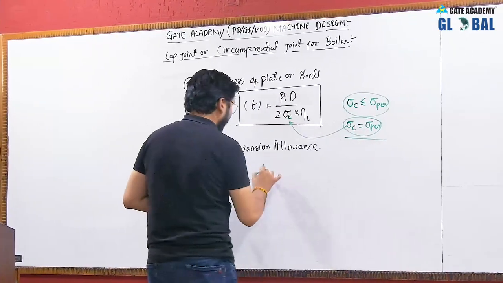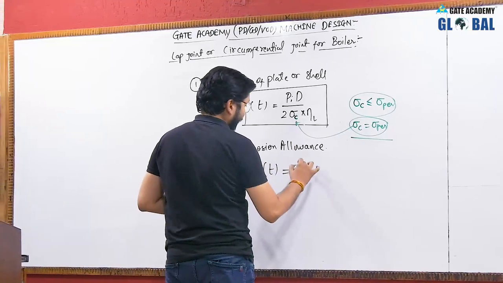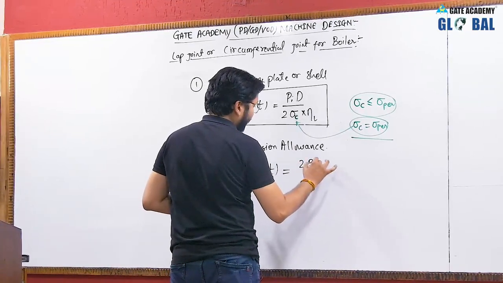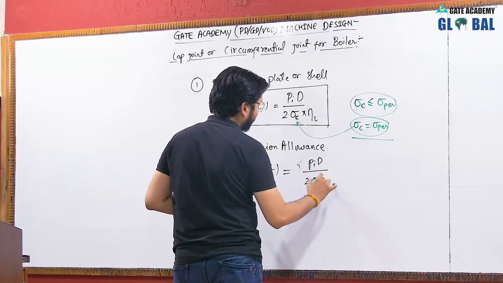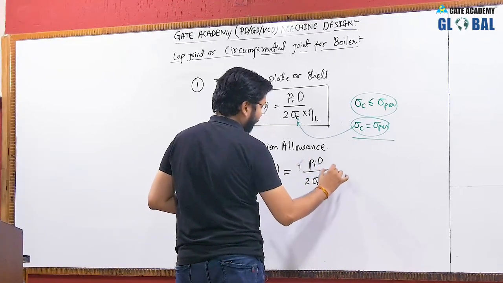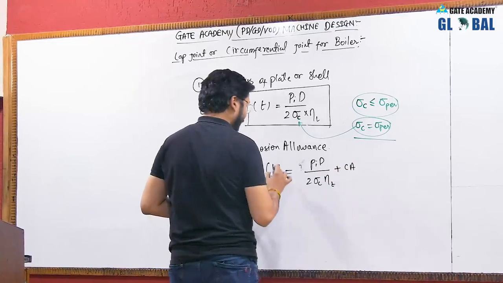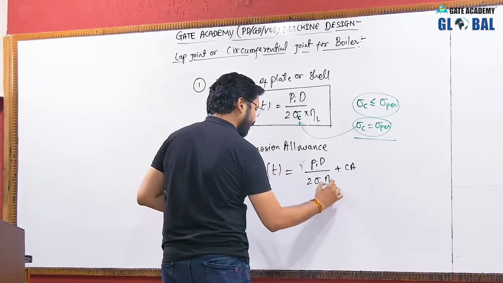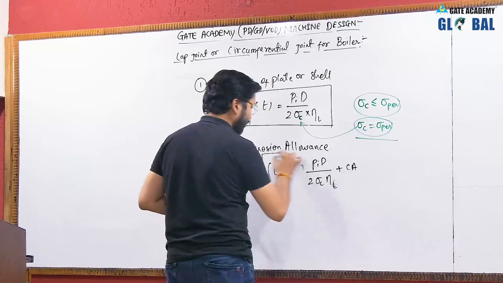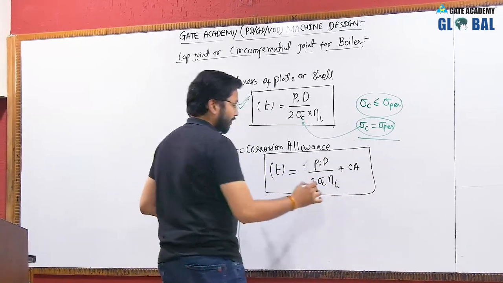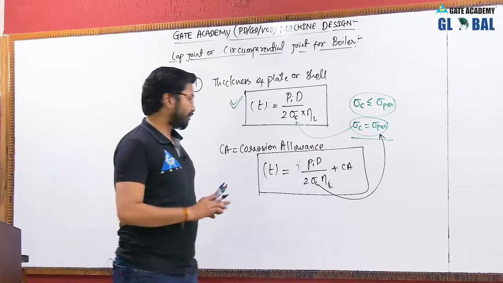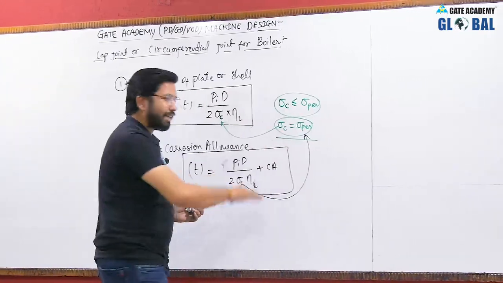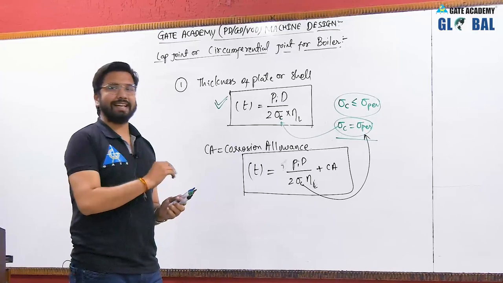So here, if CA is the corrosion allowance, then T will be equal to pi into d divided by 2 into sigma c into eta l, plus CA. This will be the thickness of material. Sigma c will be equal to sigma permissible. So this formula will be the same for the butt joint as well as the lap joint.